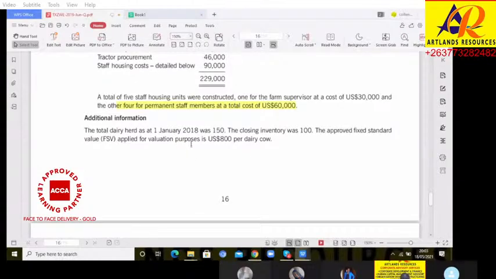Now, the total dairy head as at 1 January was 150, so that was opening stock. The closing inventory was 100, that was closing stock. And the fixed standard value was 800 per cow, which is for valuation purposes.